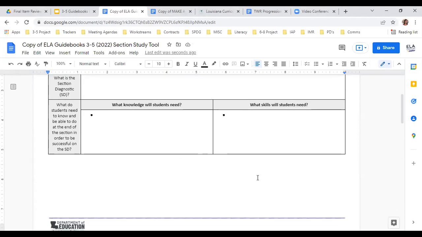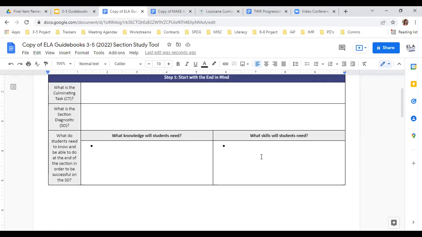So in those collaborative moments that teachers have, that common planning time, we want to make sure teachers are using that time to look at data as well as internalize the sections to be able to understand which in-the-moment supports will best benefit their unique populations. So here, the section study tool is looking at the culminating task and then the specific section diagnostic for that section.